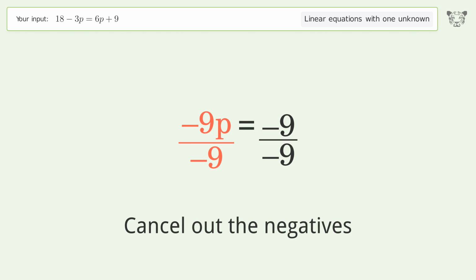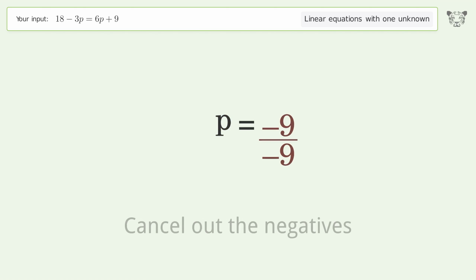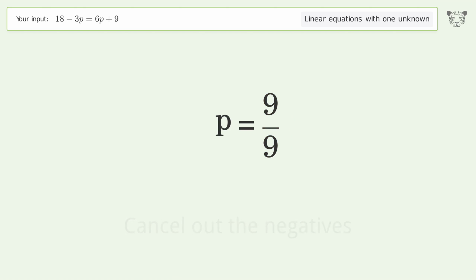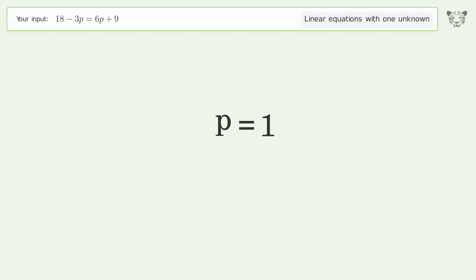Cancel out the negatives. Simplify the fraction. Cancel out the negatives. Simplify the fraction. And so the final result is p equals 1.